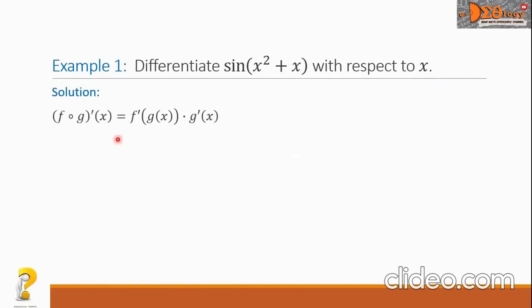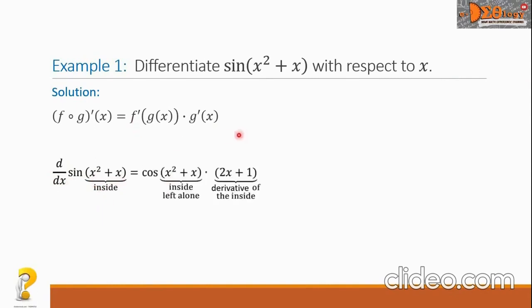Let us write the formula for the chain rule. So d over dx of sine of the quantity x squared plus x. We can see here that the sine is the outside function and the polynomial x squared plus x is the inside function. Using the pattern here, we write cosine of the quantity x squared plus x. The derivative of sine is cosine. And we copy the inside function as is.